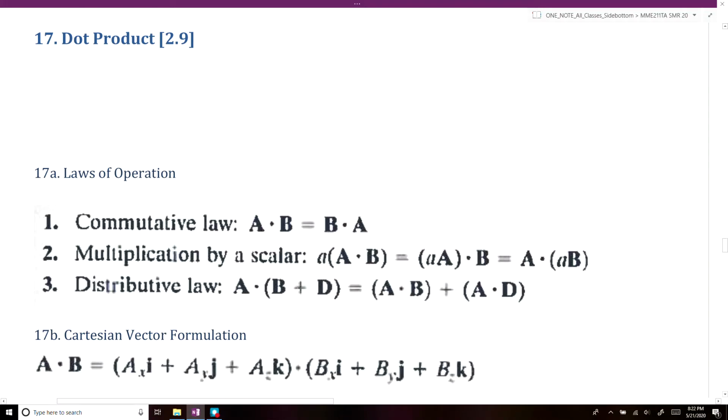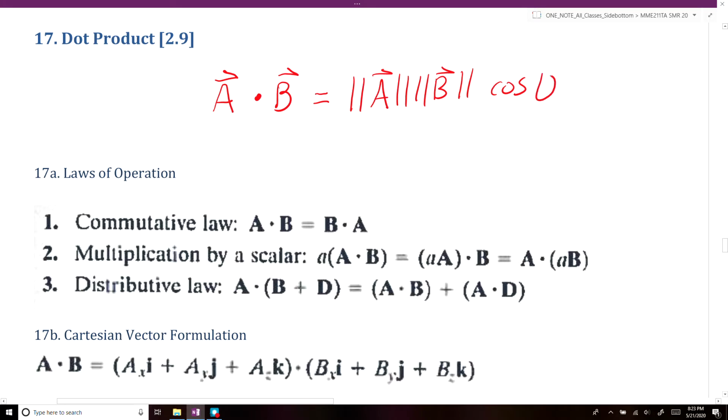In this video, we're going to talk about dot products between two vectors. We'll express a dot product between two vectors. If we have two Cartesian vectors A and B, and we take the dot product between those two vectors, it will equal the magnitude of vector A times the magnitude of vector B times the cosine of the angle between those two vectors A and B.